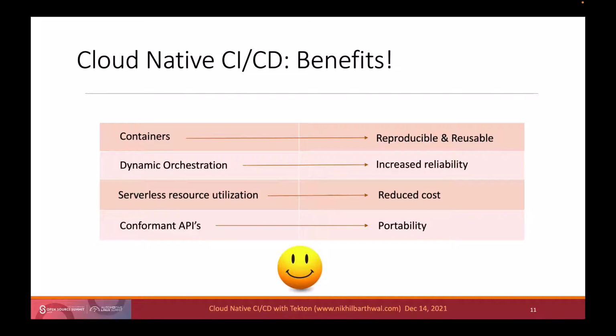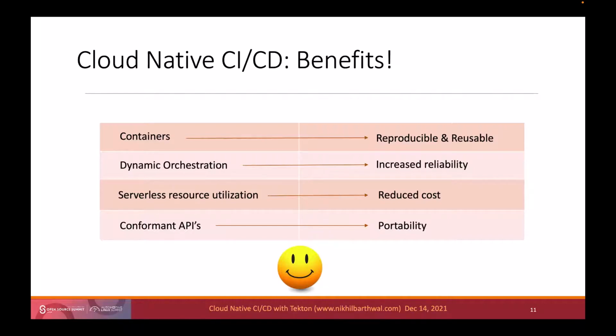So what are the benefits of cloud native CI/CD? Well, we have touched upon it in many ways. Containers are reproducible, right? Because they pack the environment with the code. All the dependencies are there. They would behave exactly the same way in any environment where they are supported. They're also reusable. You have a base image and you can build layers and layers on top of it. We have seen how dynamic orchestration increases reliability. Outages happen at scale, and dynamic orchestration is a mechanism that can be used to cope with outages that happen.